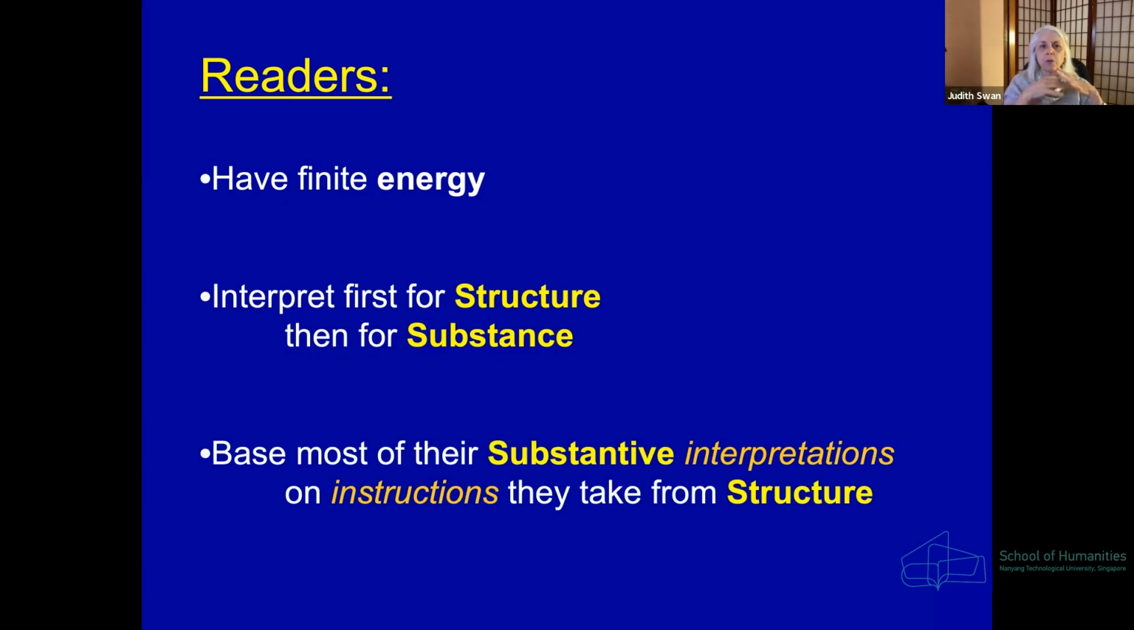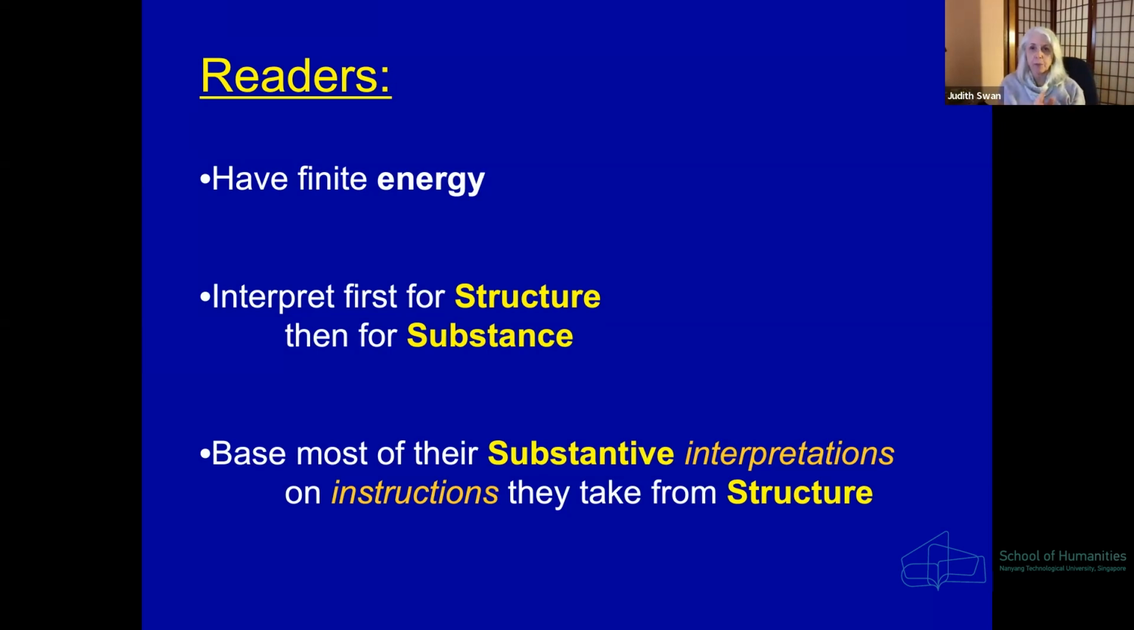what this leads to is a framework for thinking about writing that says, hey, readers base most of their substantive interpretations on instructions they take from the structure. This is what George Gopen actually called reader expectation theory, but it's a notion that what we all do when we read, regardless of what we're reading, is we're trying to understand the instructions that we, by habit and implicit experience, take from the structure about what to do with the substance.